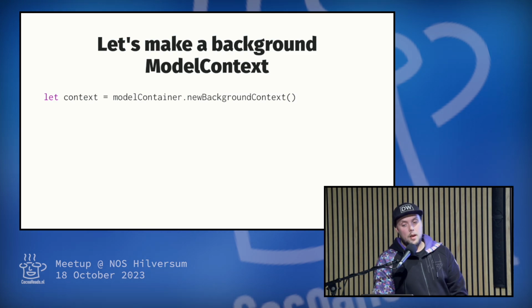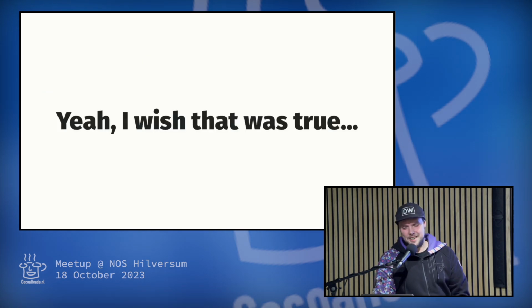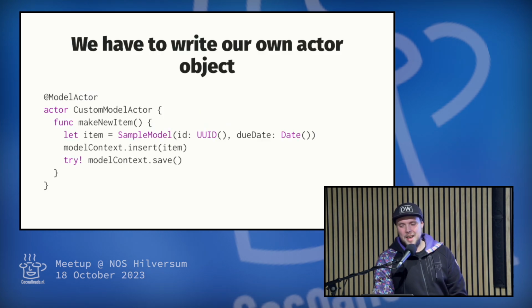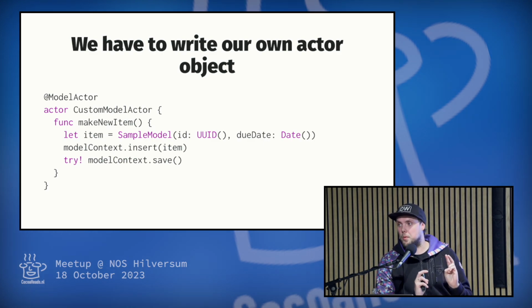But what if we actually wanted to go to the background and perform a whole bunch of work? I will start by making a background model context. I wish it looked like that. It doesn't. It's way more complicated. We have to write our own actor. And this actor is a model actor. And I'm pretty sure in beta 1, they didn't have the fancy ModelActor macro. They do now, so that's kind of nice because it saves us a lot of code. But that actor that we create here will act as our queue, essentially.